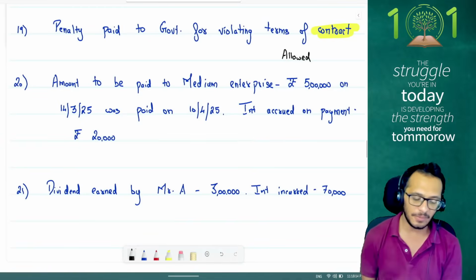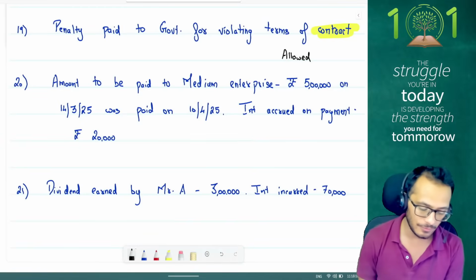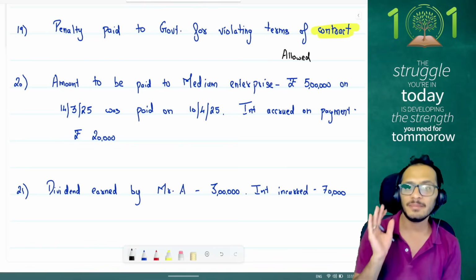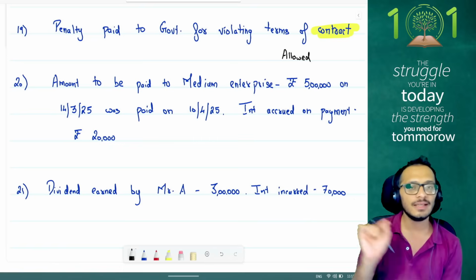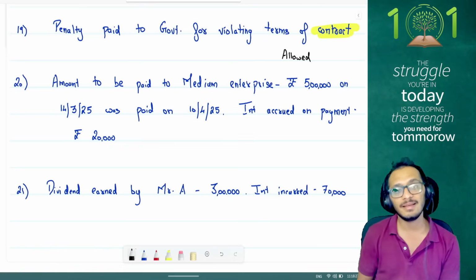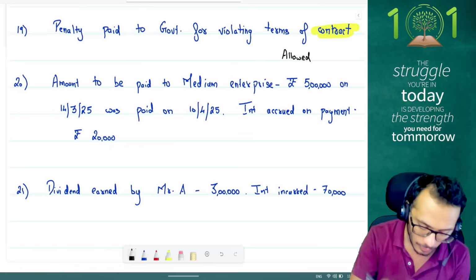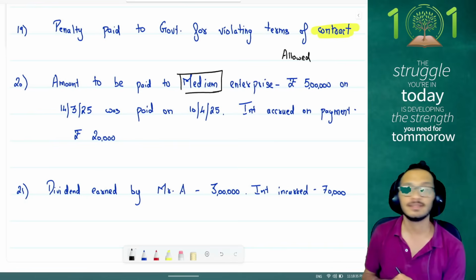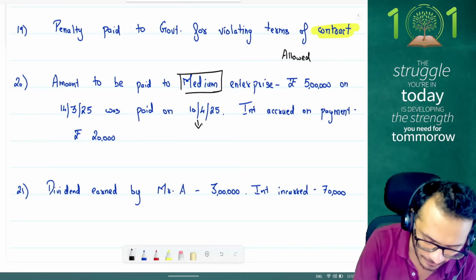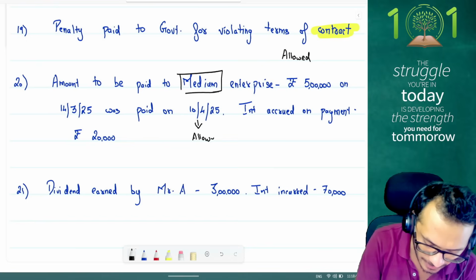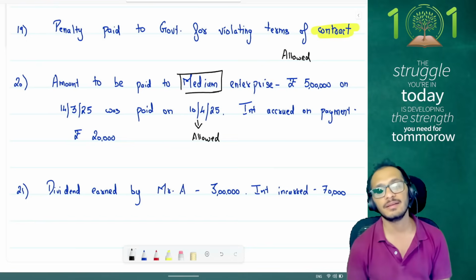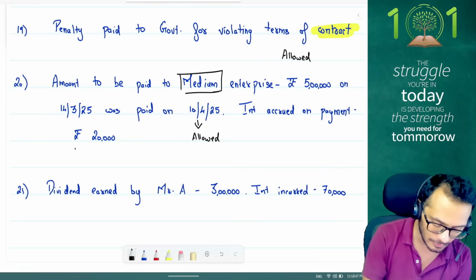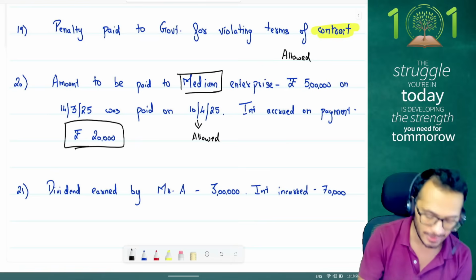Amazing. Then we have an amount to be paid to a medium enterprise, 5 lakh rupees on 14th March 25, which was paid on 10th April 25. I was supposed to pay the payment by 14th March 25, but I made the payment on 10th April 25. Do I have a problem? No problem. People, understand the provision which was introduced was only for micro and small enterprises. Medium enterprise has not been implicated, and therefore this is allowed as deduction. Even though there is a delay, it does not matter. It is fully allowed as deduction. However, it says interest is accrued on the payment of 20,000 rupees. People, interest on MSME is fully disallowed.